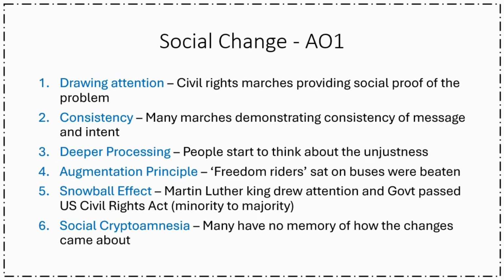Secondly, they kept doing this. They kept protesting, they kept demonstrating in public to show the consistency of their message and the intent that they had. And we've already talked about in the previous section how important consistency is in persuading a majority group. So once they've been consistent for a while with drawing attention to this issue, we then have something called deeper processing in the majority group. People start to think really deeply about the unjustness or the inequality in society in this particular case.